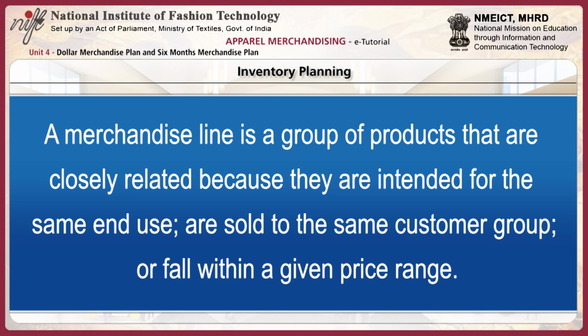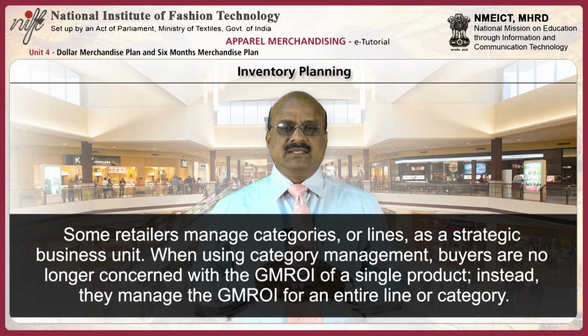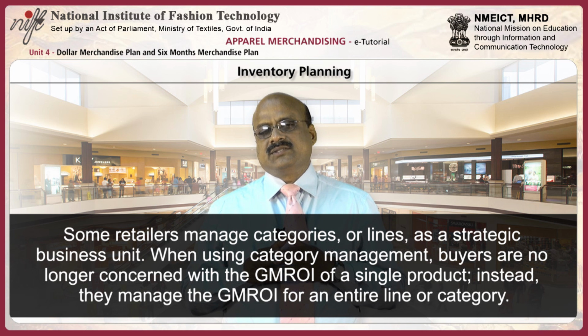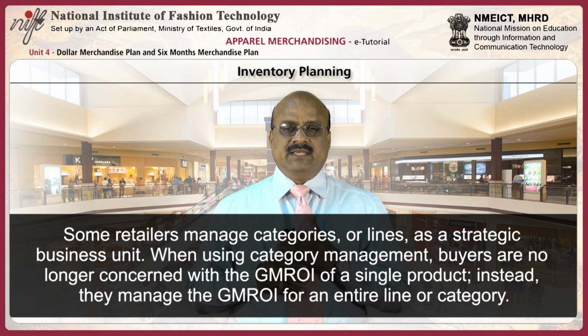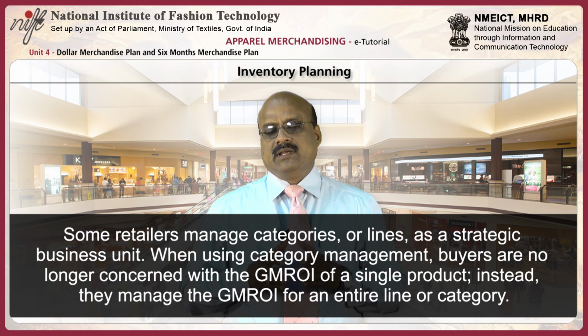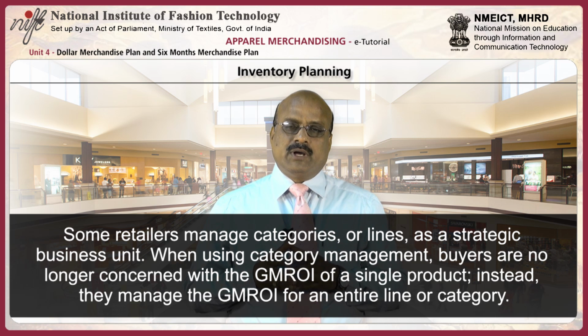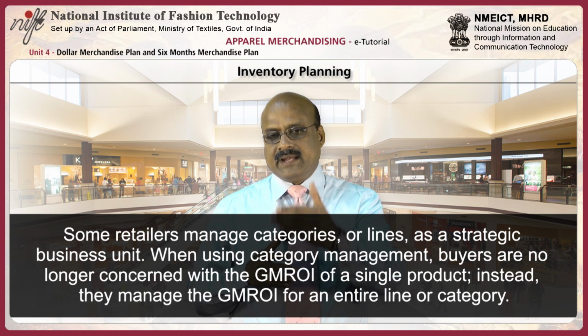A merchandise line is a group of products that are closely related because they are intended for the same end use, or sold to the same customer group, or fall within a given price range. Today, some retailers manage categories or lines as strategic business units. When using category management, buyers are no longer concerned with the gross margin return on investment, GMROI, of a single product. Instead, they manage GMROI for an entire line or category.